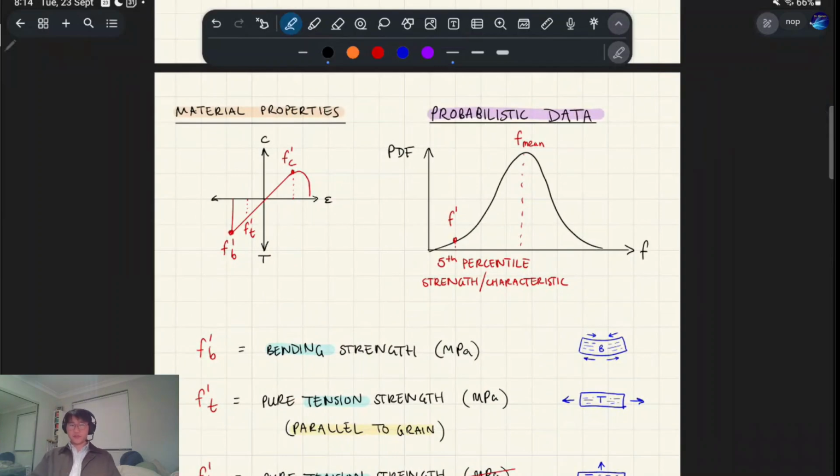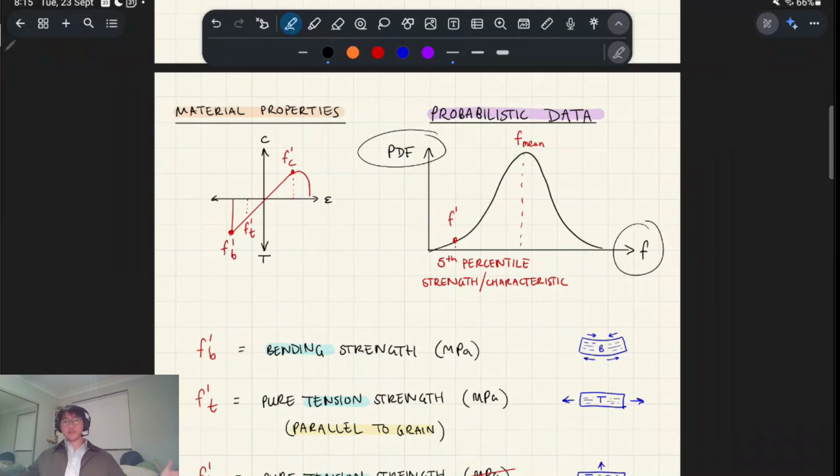I talked very briefly at the end of last lesson about how we can think of timber's properties as very variable, and therefore the material strength can be plotted in a probability distribution graph. This axis is talking about how strong it is, and then here's the chance that it's that strong.